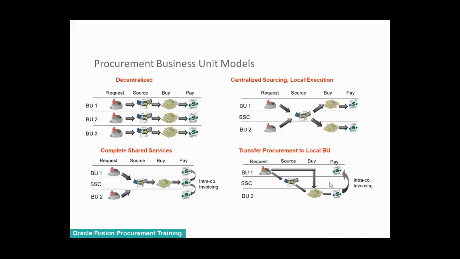That means from here we can do the buy, and also we can transfer that to the local business unit also. Okay. So any type of execution is possible in Fusion with the flexibility that we have at the business unit level. This is a completely new concept under the procurement side.